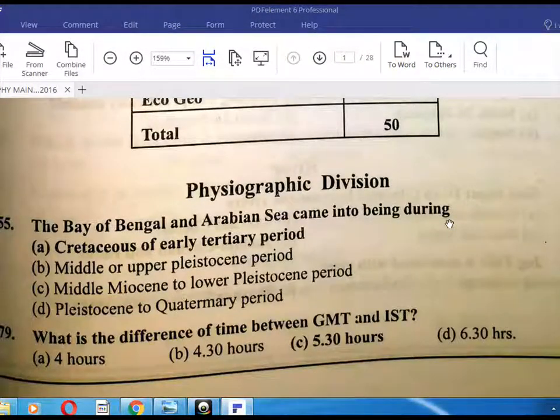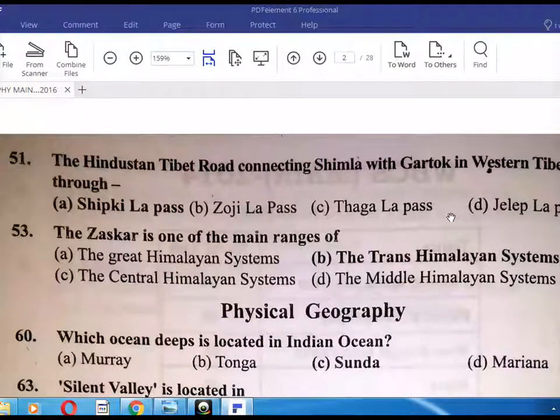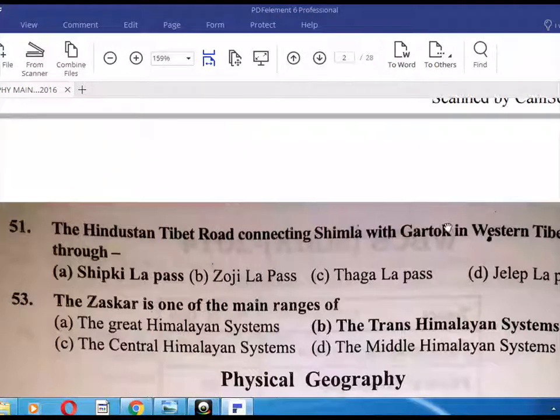Physical division. The wave angle and divergence come into being during Cretaceous and early Tertiary period. What is the difference of time between GMT and IST? It is 5.30 hours. Okay, the Hindustan-Tibet Road, connecting Simla and Gangtok.